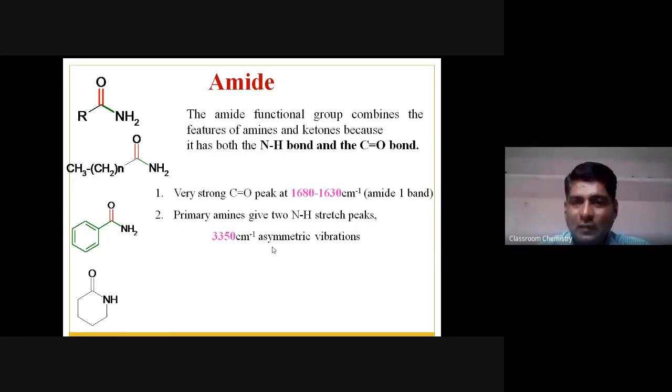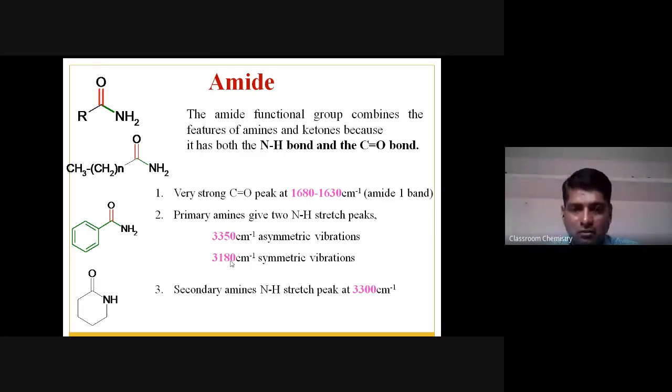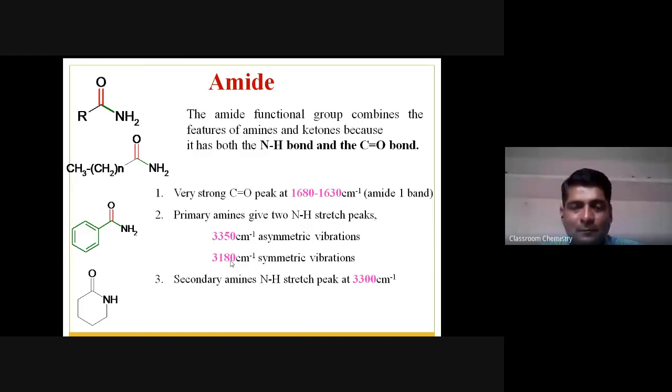So the first peak, for the asymmetric vibration, comes at 3350 centimeter inverse, and the second, at 3180, is the symmetric vibration. So these are the two peaks for the NH of the amide. One is 3350 centimeter inverse, the second is 3180 centimeter inverse. Now, there is a secondary amide. It has only one NH, and its peak is around 3300 centimeter inverse. So this is the difference between the primary amide and secondary amide. For primary amide you will get 2 peaks, for secondary amide you will get 1 peak.